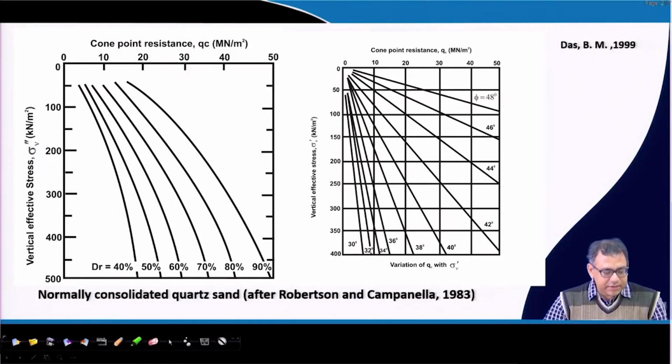And we have different charts by which we can determine the soil relative density or the friction angle. This is for sand. If I know the cone resistance and the vertical effective stress or vertical overburden pressure, then we will get the relative density of the soil, and we will get the friction angle of the soil also.